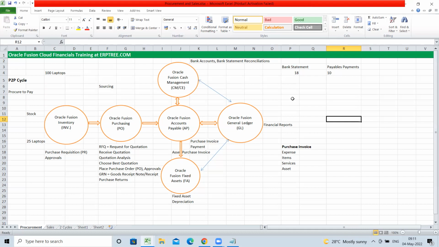Lakshman, my question is about bank statement reconciliation. Is there any chance that the bank statement shows, suppose, 10 payments and the payables payments are less than the bank statement? You are taking the example as per bank statement, 10 payments, and as per payables, maybe 4. Yes, possible. So why does the bank statement show you processed 10 payments in the last month?